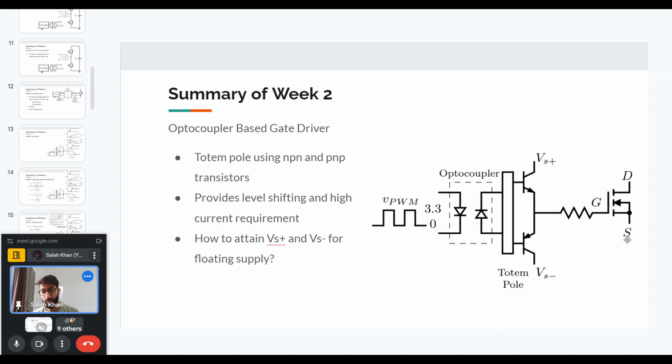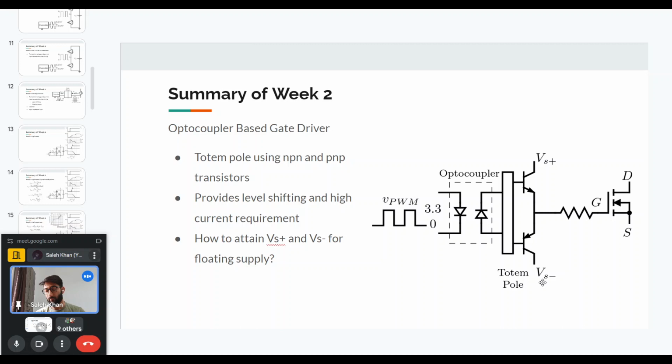If the source voltage changes, then this 15 volt with respect to the source will also change. So if this source is a switching voltage, then the Vs plus should also be a switching voltage, plus 15 volt. Similarly, the Vs minus can be 0 volt or minus some voltage, some minus 5 or minus 3 volt with respect to the source of the MOSFET that we are trying to drive.